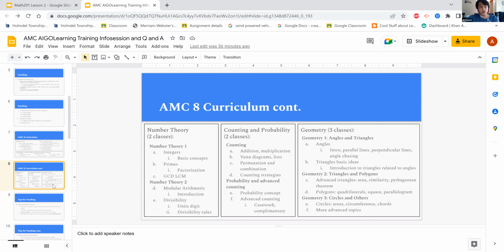So that is the core curriculum. Basically, that's the outline of all the different topics that will be covered. And next up, we'll move to tips for teaching.